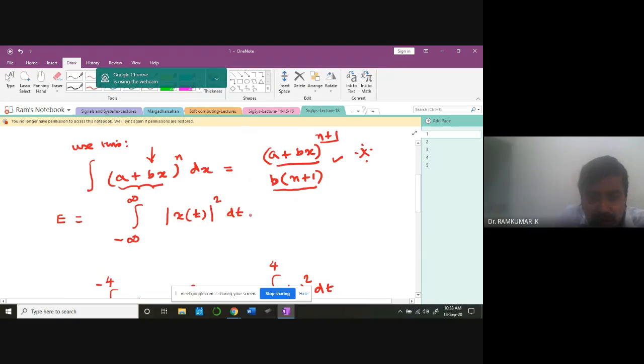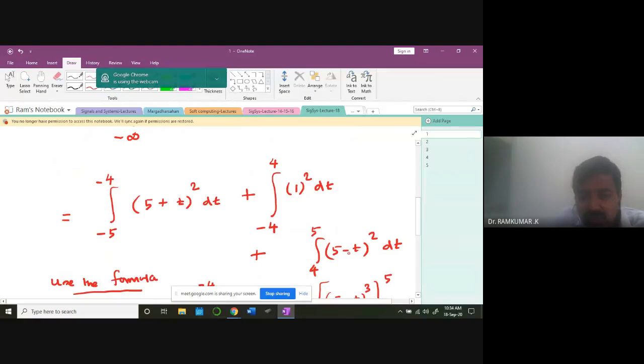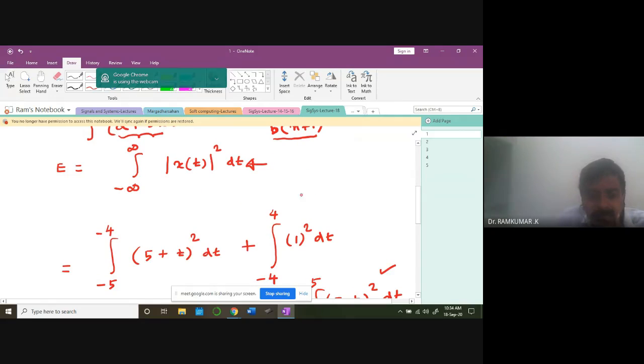This is the expression for computing energy. Last class you saw x of t the whole square. So 5 plus t the whole square in the integral range minus 5 to minus 4. From minus 4 to 4, it's going to be 1 square dt, and from 4 to 5, 5 minus t the whole square dt. Till this point, anybody having difficulty? Anything you want me to repeat? Simply apply the formula. This is the energy formula.